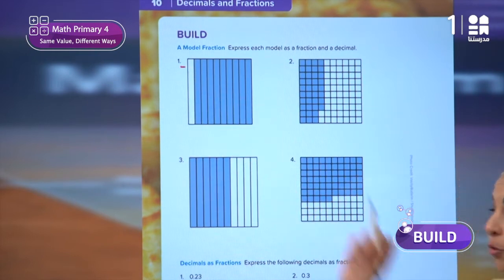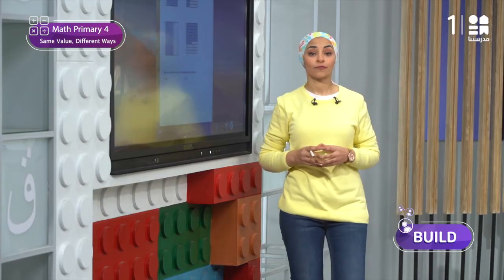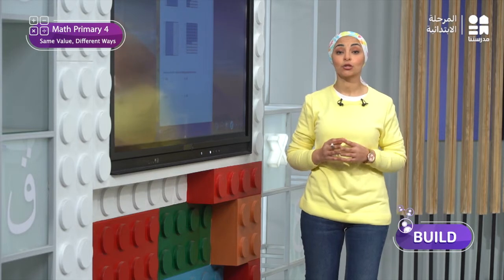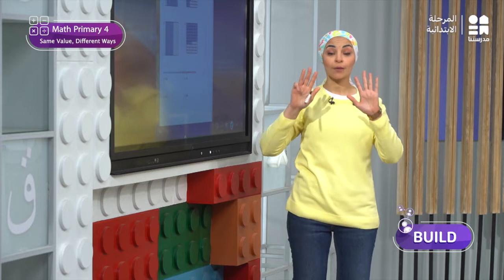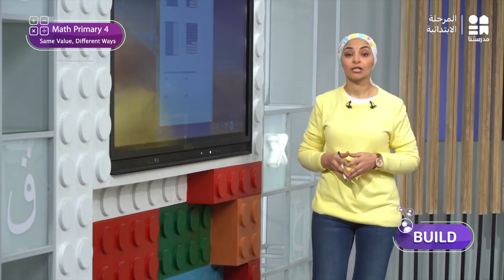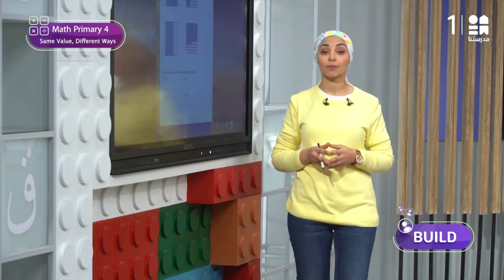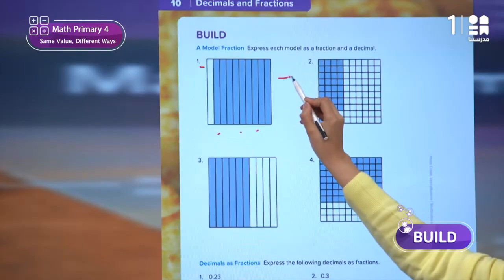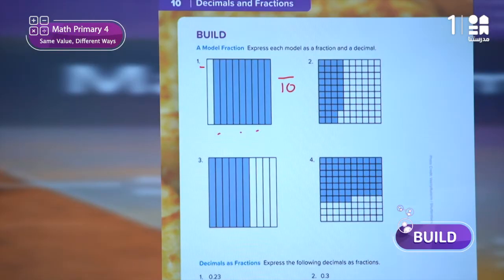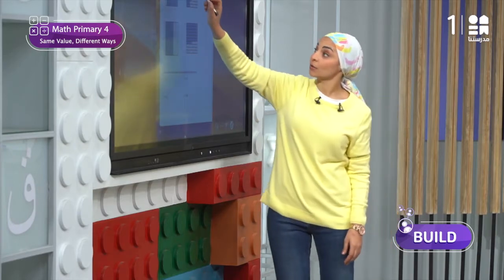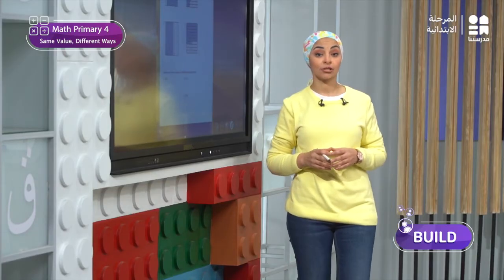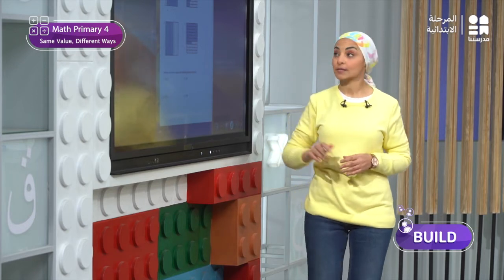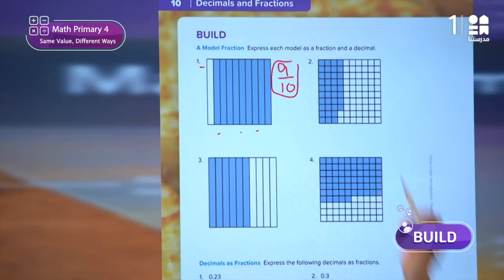Here's problem number 1. In the first model there is a square divided into 10 parts. As we can see, the square is divided into 10 parts. 9 of them are shaded parts. How many total parts? 10, right? So my denominator is 10. And how many shaded parts? 9. So the numerator will be 9. So my fraction is 9 out of 10. Can you express this by the fraction 9 over 10? Yes, this fraction will be 9 over 10.